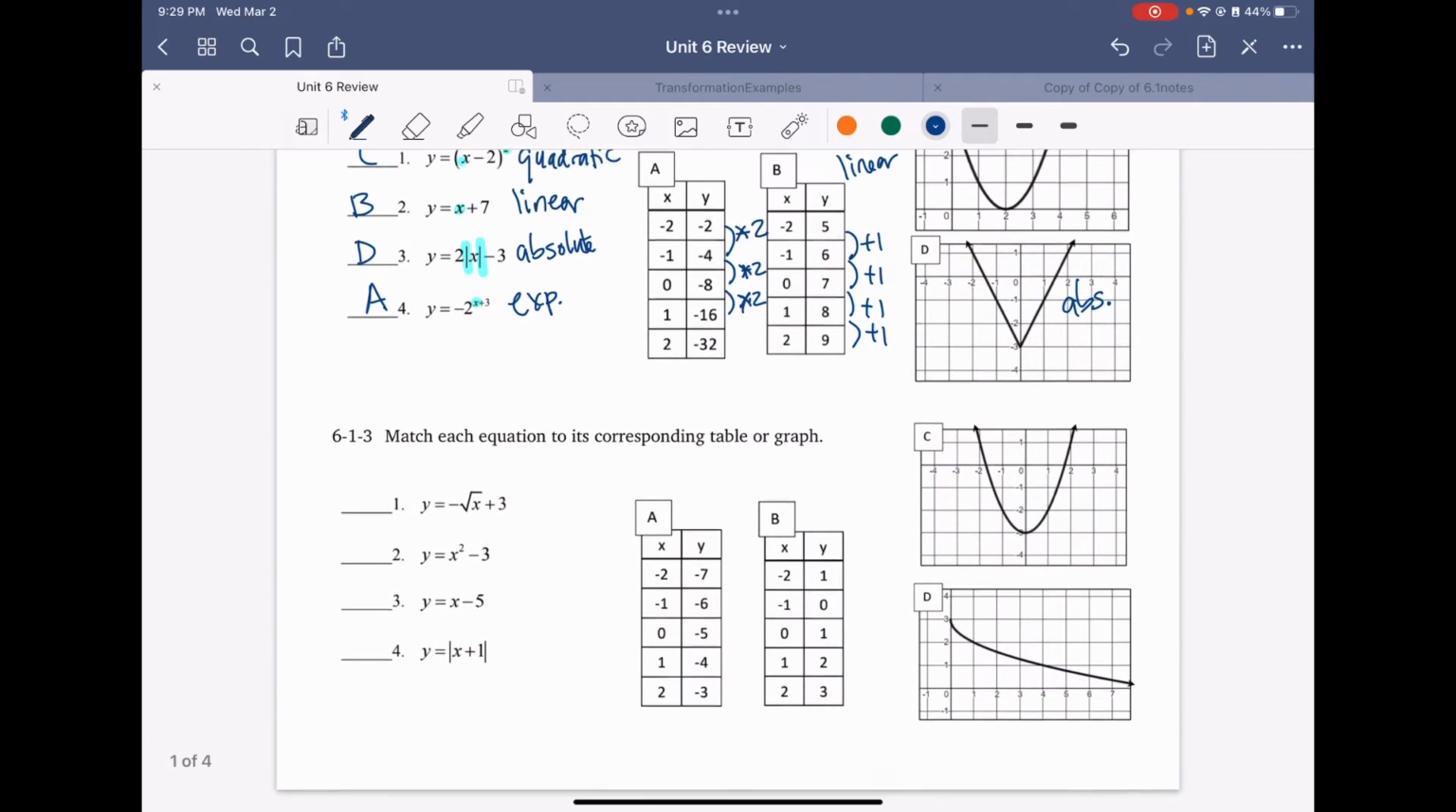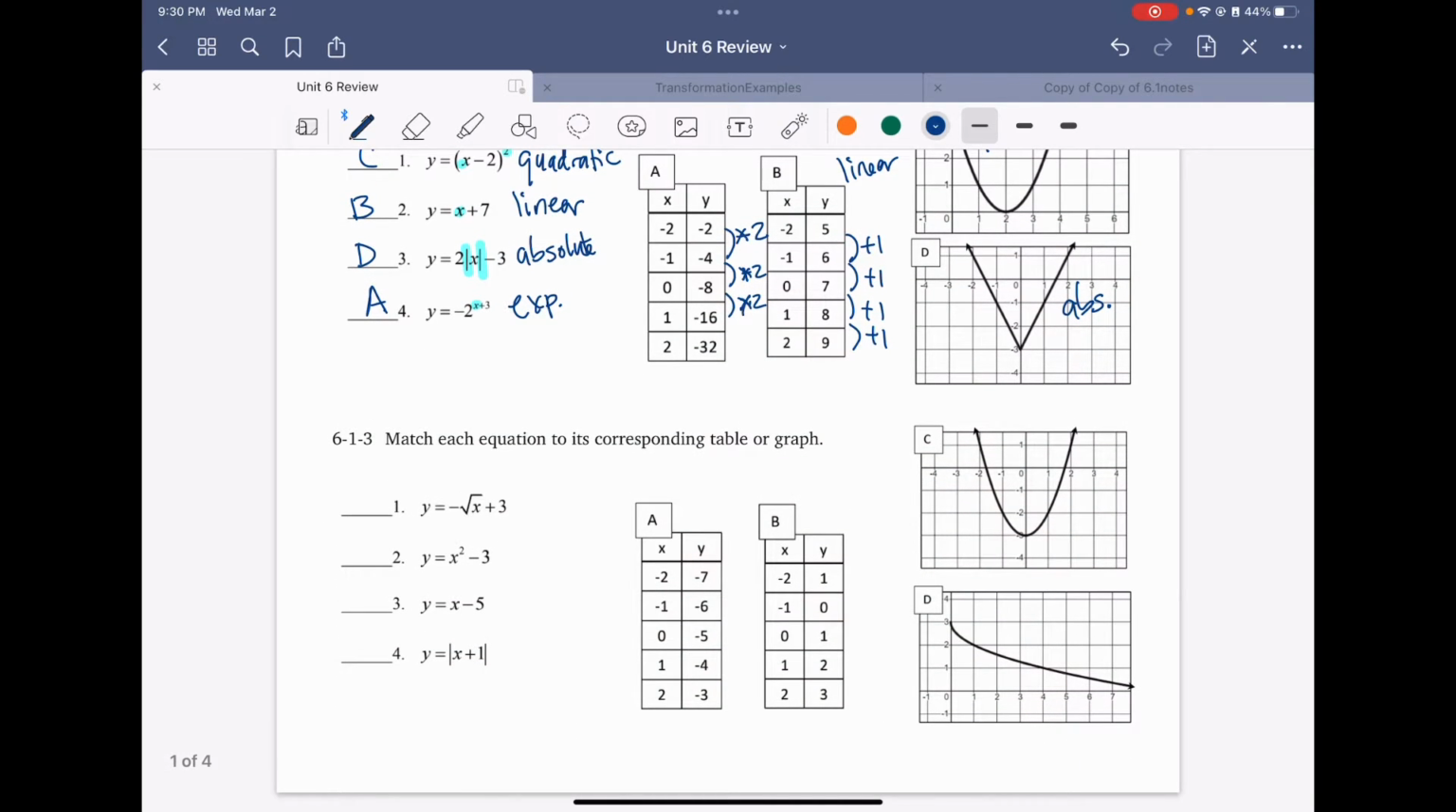All right, number 3. The first one, I see that square root symbol. So I know that one's my square root. The next one, I see x squared, so that's a dead giveaway that is my quadratic. The next one, my x is all by itself, not doing anything special, so it's linear. And the last one, I have the absolute value symbol, so that's my absolute value.